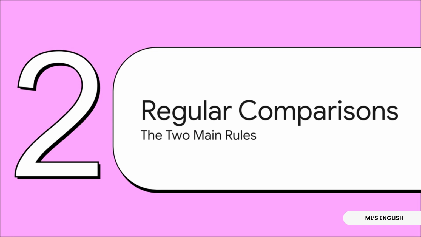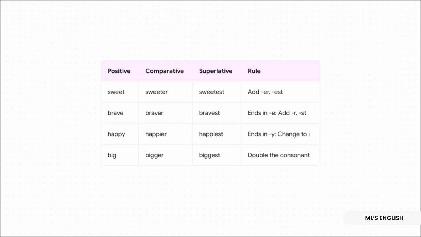Okay, so now we know what they are. The next logical question is, how do you actually make them? Well, for most adjectives, it's actually pretty simple. It really just comes down to two main rules. So rule number one is for our short adjectives, usually the ones with just one syllable. You just add ER to compare two things and EST for the top one. Sweet, sweeter, sweetest. Easy, right?